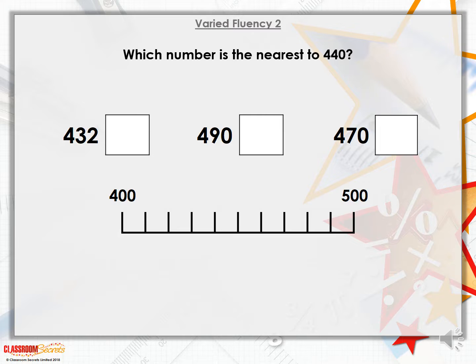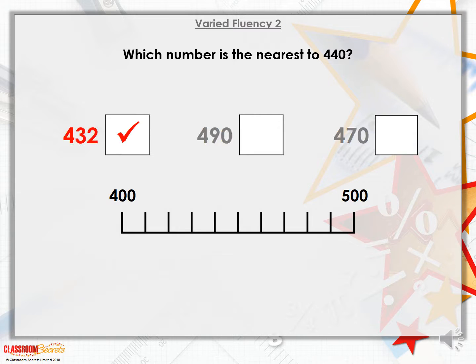This one says, which number is the nearest to 440? Like we've just done, let's see if we can count up in tens. 400, 410, 420, 430, 440, 450, 460, 470, 480, 490, and 500. To see which numbers are closest to 440, I'm going to find out where 440 is. 10, 20, 30, 40. So 440 is on the 1, 2, 3, 4, the fifth line. Okay, so I'm going to guess which one that is, and I want you to do the same.